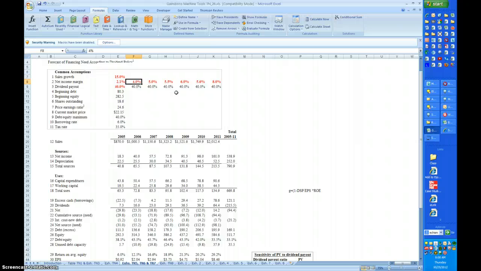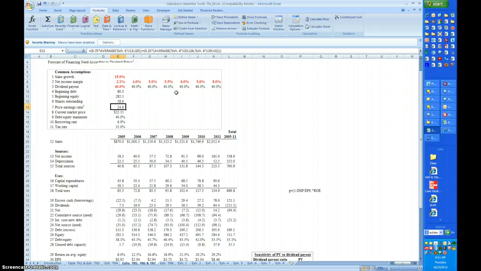The margins are going to do this, which are, again, they know the business and they know what to expect in the margin. The first year, the margin's only going to be 2.1%, but it's going to grow up to 8% by 2011. And they're starting out with $80 million in debt, $282.5 million in book equity, which they use to calculate their debt-to-equity ratio. They have 18.6 million shares.